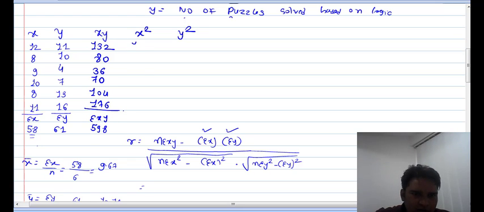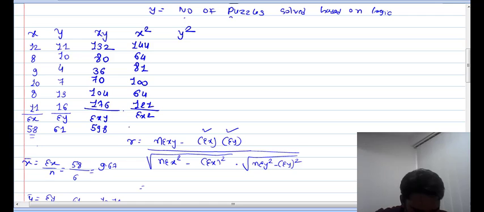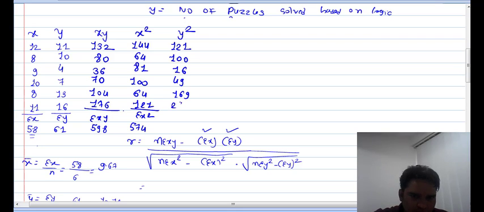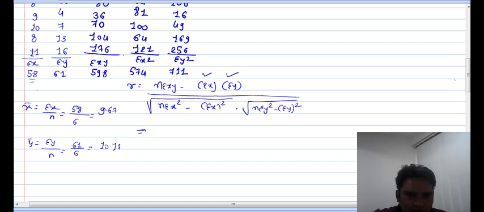Now x square, 12 square is 144, 8 square 64, 9 square 81, 10 square 100, 8 square 64, this is 121. Now what is sigma x square? It would come 574. Now this is 121, 10 square 100, 16, 49, 169, 256, and what is the sigma y square? It would come 711. Now we will input all these values in our formula and we will get the answer.